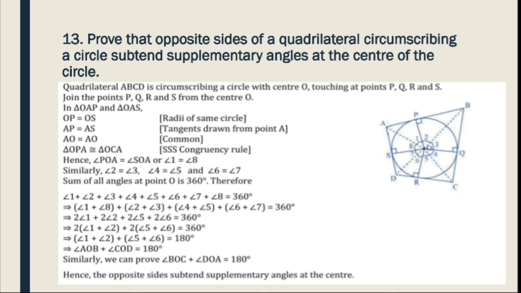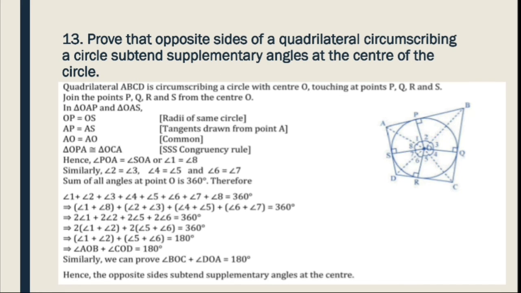ABCD is the quadrilateral, and as you can see, this AB is the tangent at the point P, BC is the tangent at the point Q, CD is the tangent at the point R, AD is the tangent at the point S. Okay. Also join this PQRS with the center O. Okay. And I am marking this angle as 1, this is 2, this is 3, this is 4, this is 5, this is 6, this is 7, and this is 8.